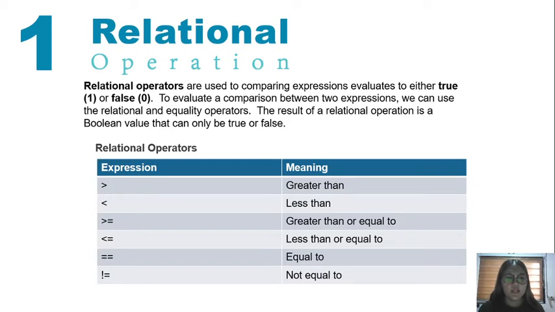So greater than, less than, greater than or equal to, less than or equal to, and not equal to. So relational operators, in the simplest terms, allow you to compare numeric and character values and determine whether one is greater than, less than, equal to, or not equal to the other.